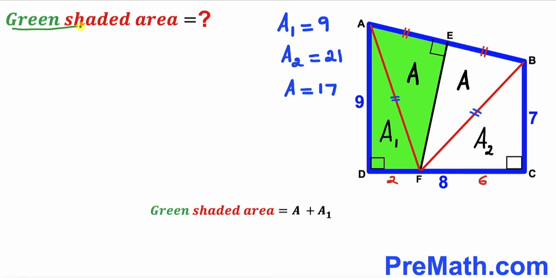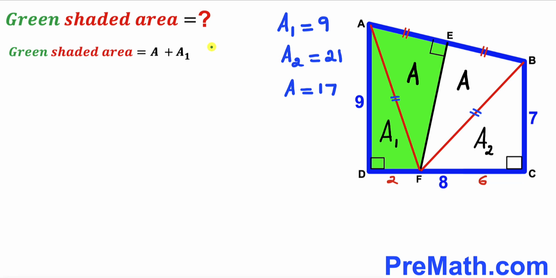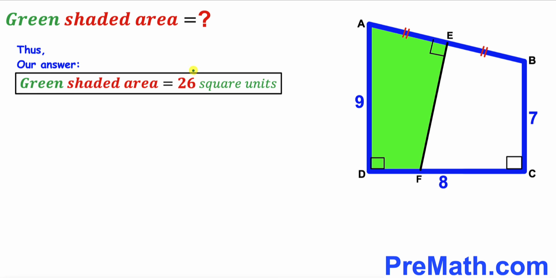Now we are going to calculate the area of this green shaded region. And now let's recall this equation once again. The area of this green shaded region is supposed to be uppercase A plus A sub 1 values. And here our uppercase A value is 17 and our A sub 1 value is 9. Let's go ahead and fill in the blanks. So our uppercase A value is 17 plus A sub 1 value is 9. If we add, we're going to get 26 square units, the area of this green shaded region. So thus the area of this green shaded region turns out to be 26 square units. And that's our final answer.